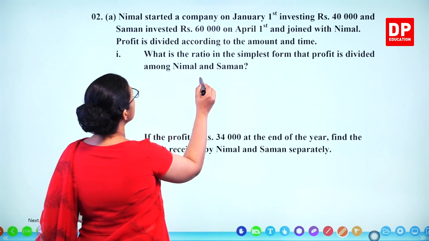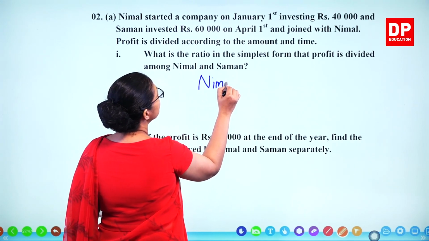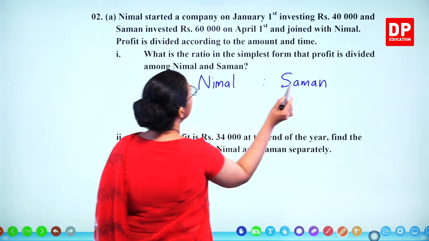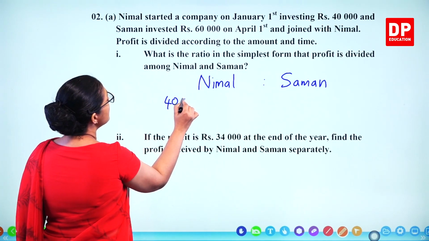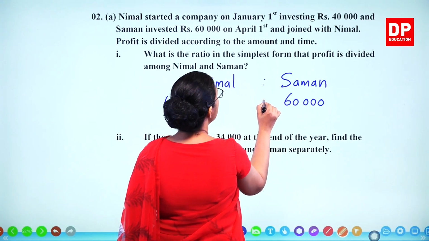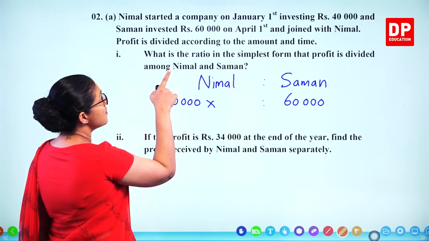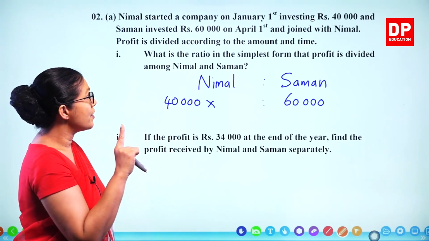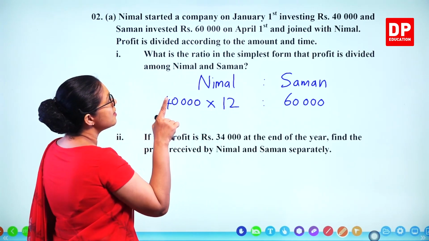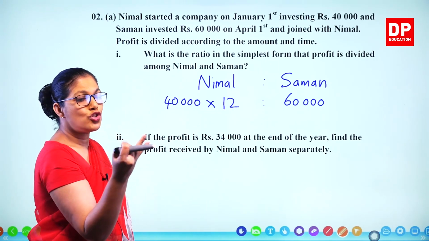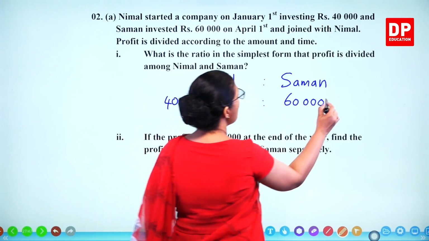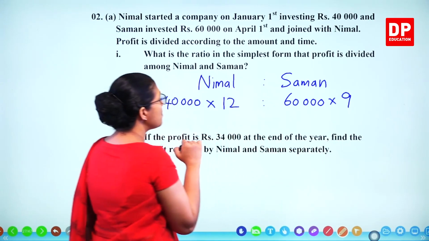So we'll take Nimal and then Saman. Amount: 40,000 and Saman 60,000. Time wise, Nimal started on January 1st. That means 12 months. Saman from April, May, June, July, August, September, October, November, December. 9 months. You have to multiply by 9.